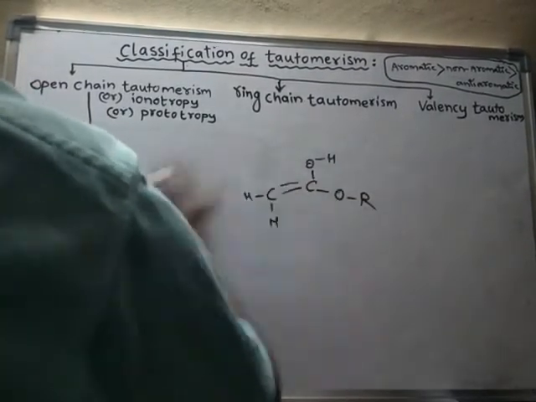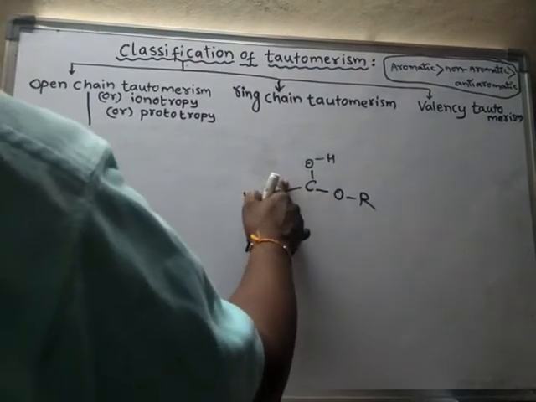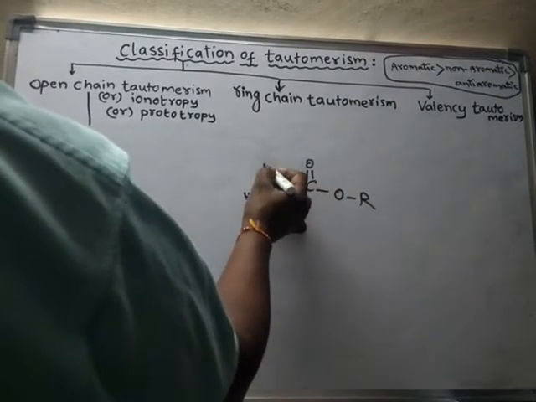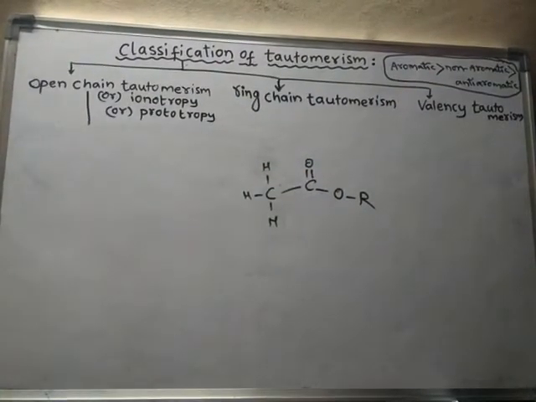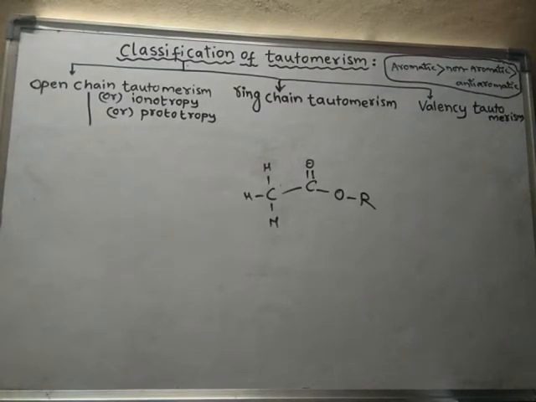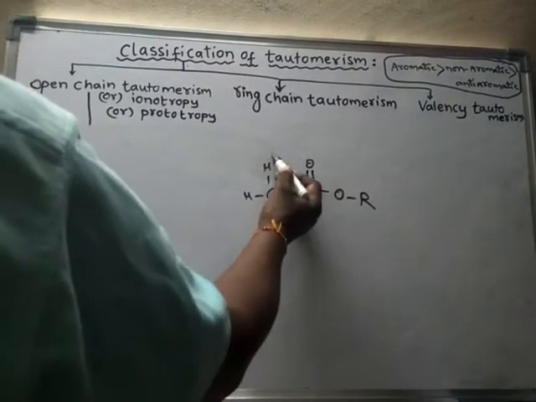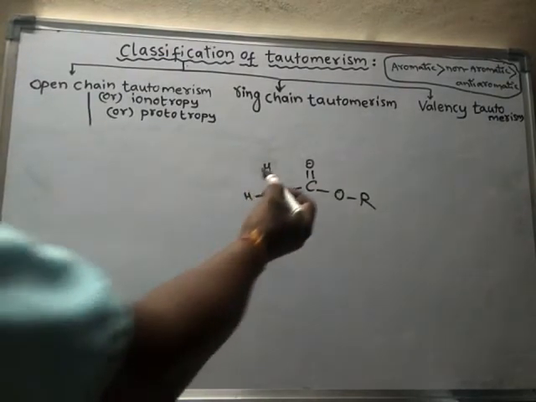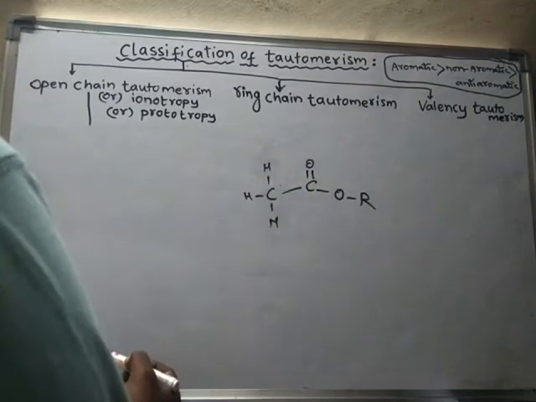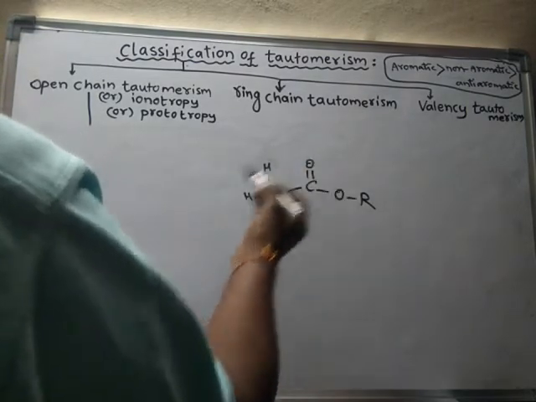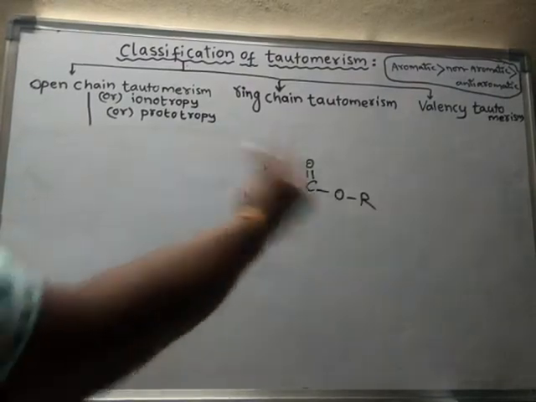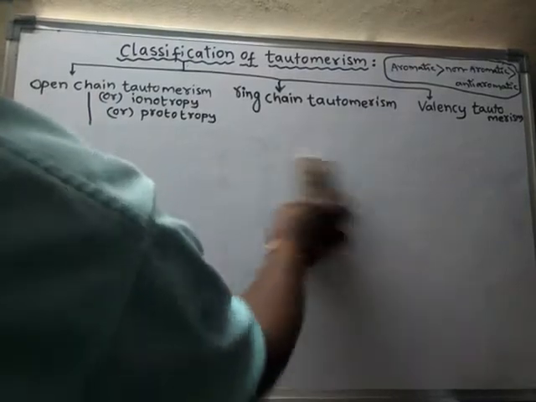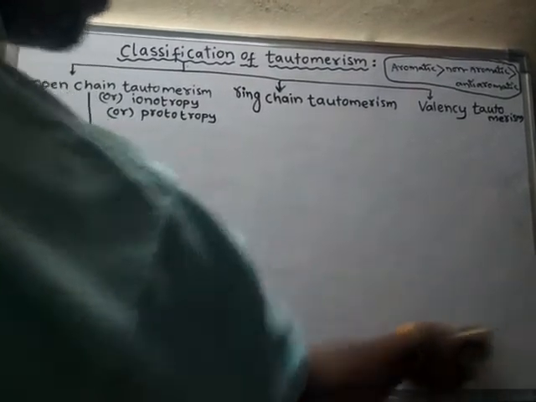But the thing is, here it is an ester. As it is an ester, this hydrogen is not having that much acid formation ability. Hence it cannot convert into H plus ion so easily. So it cannot convert into its tautomeric form, the enol. So remember that simple esters do not show tautomerism.